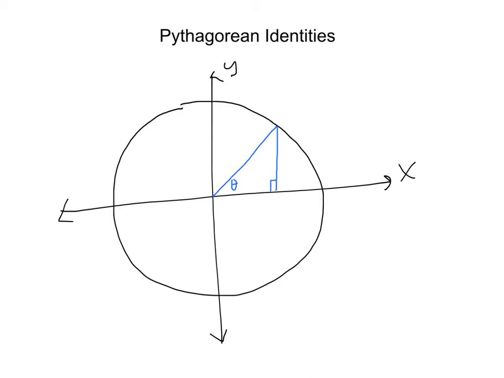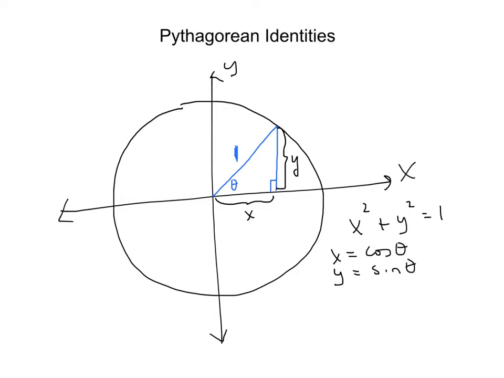Knowing that it's a unit circle, I know that my radius is 1. And I can tell you that this is x and this is y. And I know from Pythagoras that x squared plus y squared will equal 1. I also know that x is equal to the cosine of theta. We talked about that the other day. And I know that y is equal to the sine of theta.